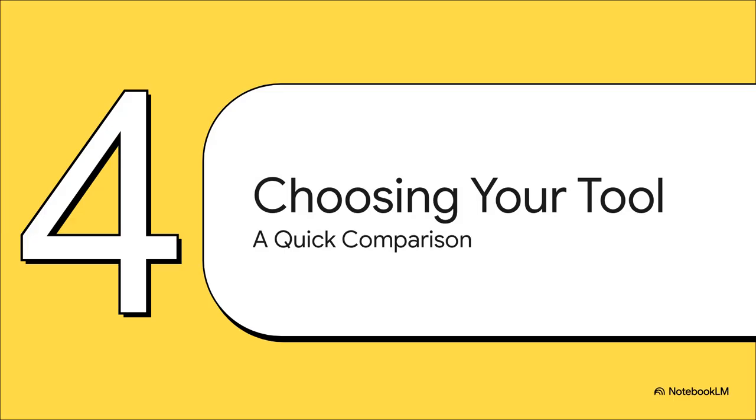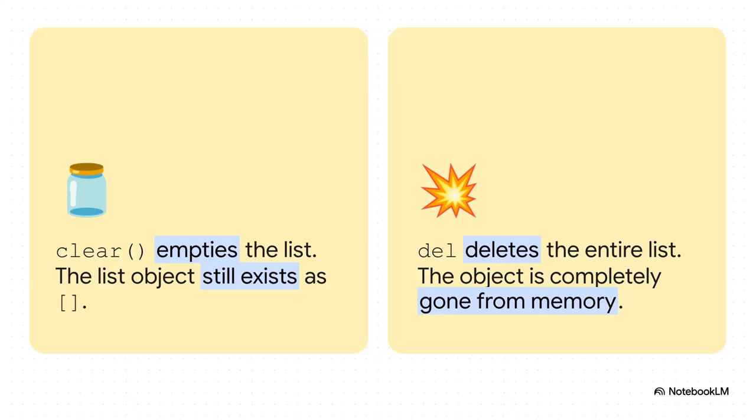Phew, we've covered a lot of ground. We've got remove, pop, and del. But how in the world do you choose the right one for your situation? Let's put everything side by side for a quick comparison. But first, let's clear up one common point of confusion. We've talked a lot about del, but there's also a method called clear. The difference is absolutely crucial. Clear removes all the items inside the list, leaving you with an empty container, like an empty box. The list variable is still there. Del, on the other hand, deletes the entire list from memory. The box itself is gone.